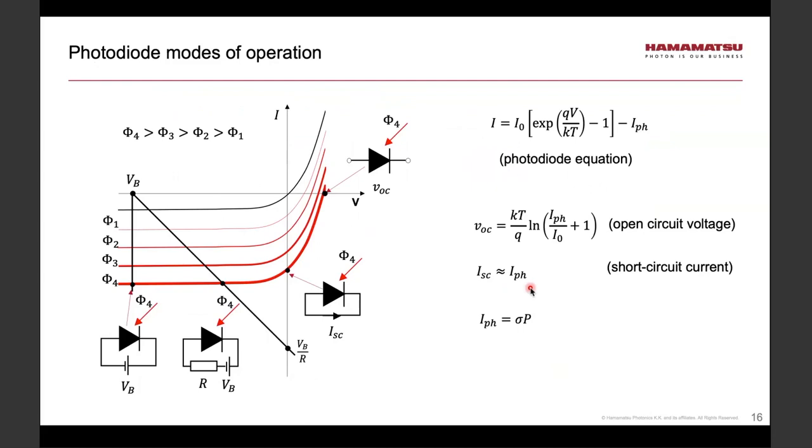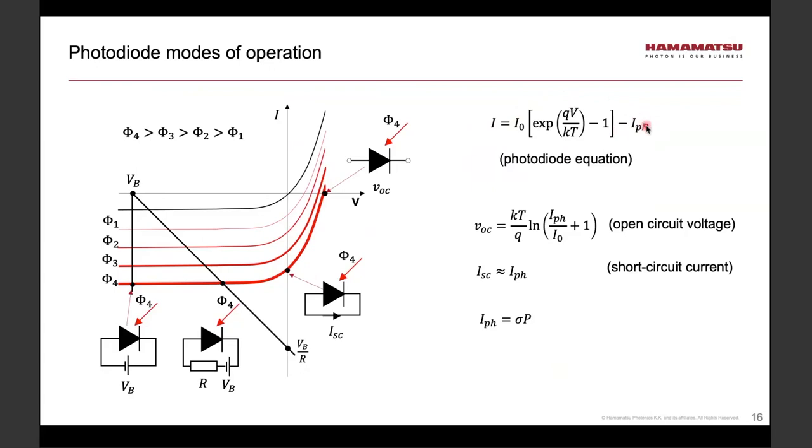So let's quickly review some basic modes of operation of a photodiode. All these modes are utilized in real life. First, maybe let's discuss the photodiode equation. I here represents the total current flowing through the photodiode. And it's effectively given by this part, which is the Shockley equation describing ideal diode, and then minus IPH. This represents the photocurrent given by sigma times P. So this is the photodiode equation.